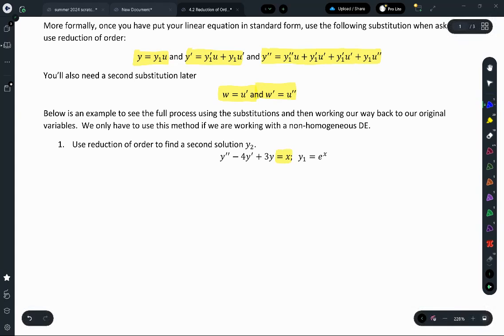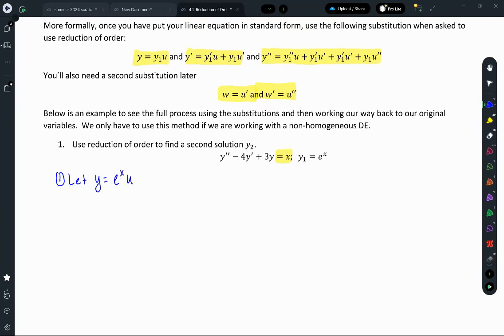Okay, let's do this. We are told to use reduction of order to find a second solution, y2, when we have y double prime minus 4y prime plus 3y is equal to x. We're told that y1 is equal to e to the x, which is great. Okay, let's try this. We are going to first let y equal e to the x times u. So that's using y1 times u. Remember, u is not just a variable, it's u of x.